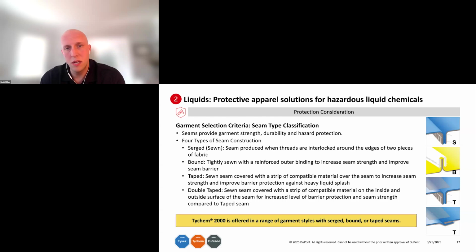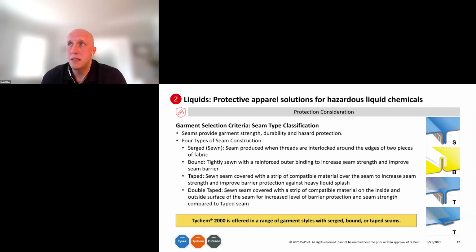So this is going to be more, and Dan will talk on this here in a little bit, but this is going to be more of your level A environment. So something where you're looking for an airtight and liquid tight suit. This is going to have tape seams on the outside of the suit and the inside of the suit, and the flap is actually folded over as well. So that's the strongest option that we have.